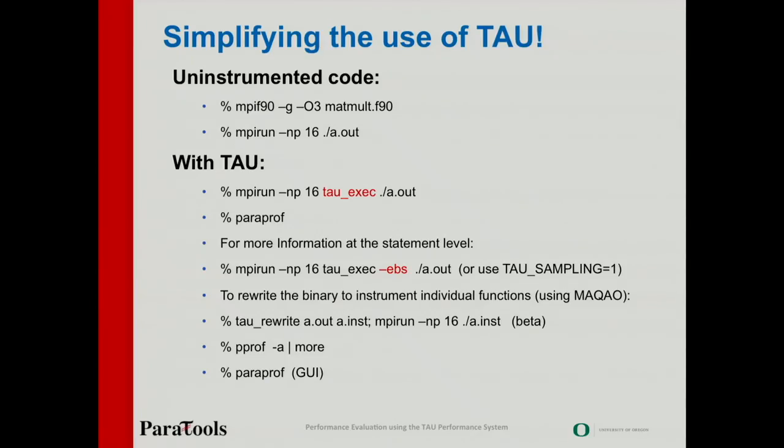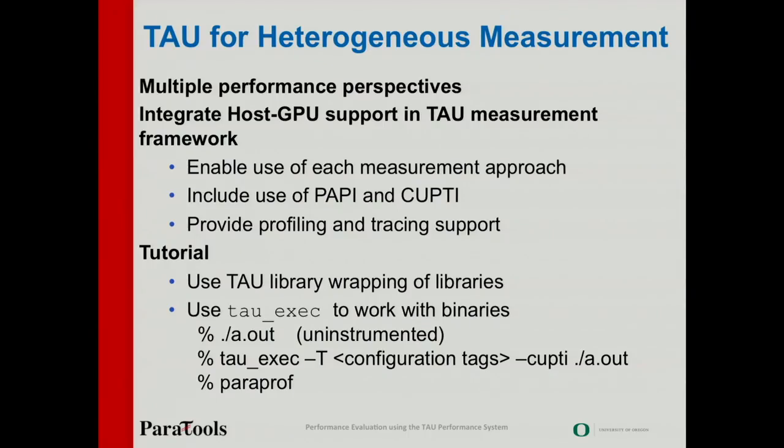Here's a set of examples. You compile your code. Normally, you can say tau_exec, and it will show you the MPI level data. You can say tau_exec -ebs, for event-based sampling, and then it will periodically interrupt your execution and also show you what happened at the statement level. You can also rewrite the binary and run it. And then finally, you can launch ParaProf and view it.